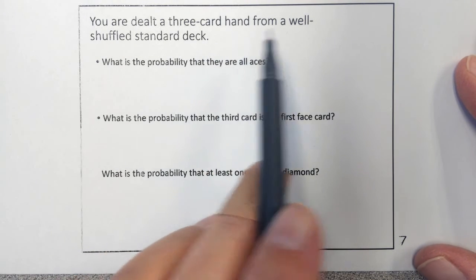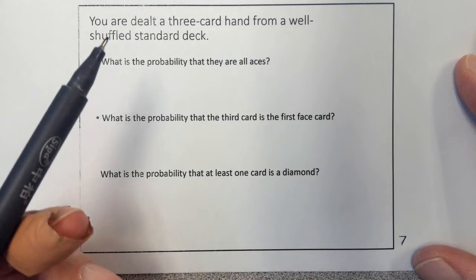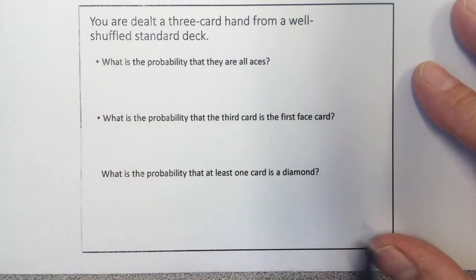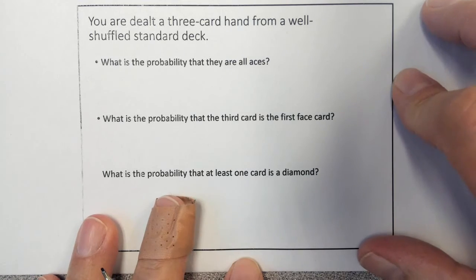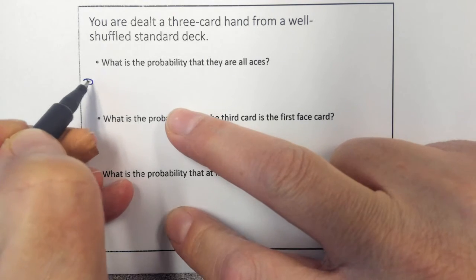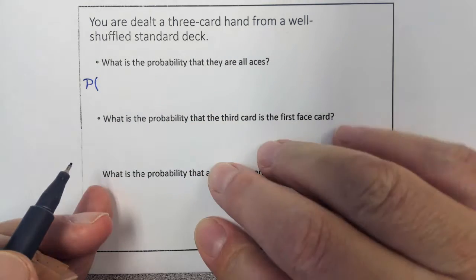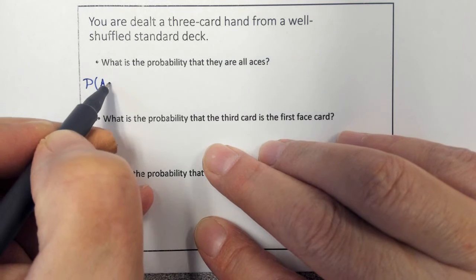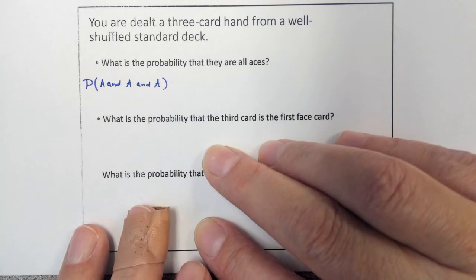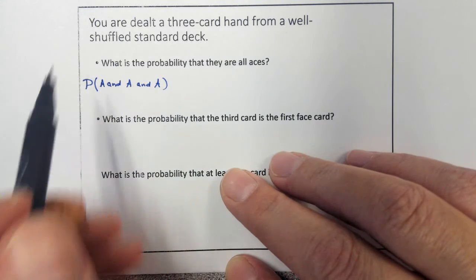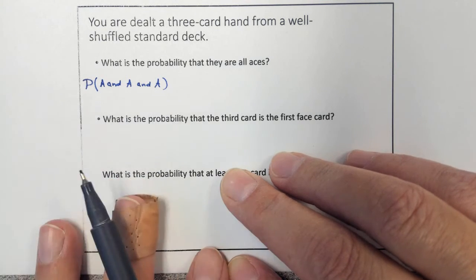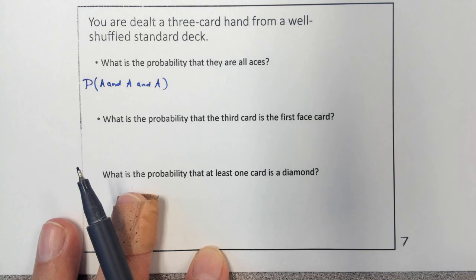3-card hand, no replacement from a well-shuffled standard deck. So we need to do at least 7 riffle shuffles, is what we've learned earlier. What is the probability that they're all aces? Okay, we can count cards, so this is going to be as simple as getting our card counts right. Now in symbols, we want the probability of an ace, and another ace, and another ace. Now we can use an intersect command there if we want to, but the word AND I think is a little more helpful. So an ace and another ace and another ace. You have to think of it as 3 distinctly separate events.